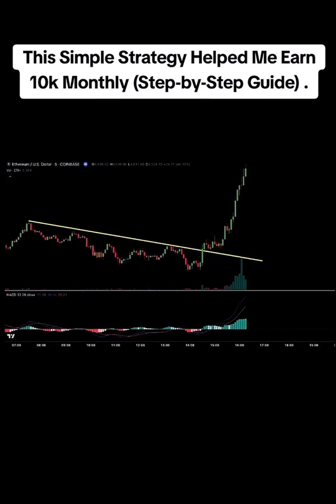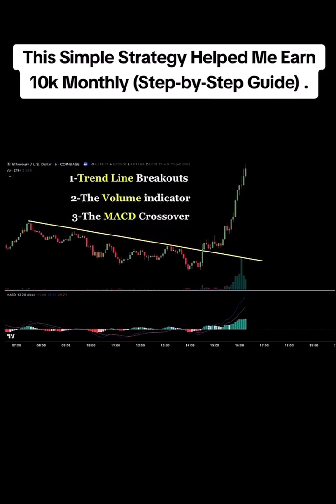This strategy is one of the best trading strategies out there because it combines three powerful elements: trendline breakouts, a reliable signal that marks potential market reversals or continuations, and then volume. This confirms whether your signal is backed by strong buying or selling pressure, ensuring it's not a false move. And finally, the MACD crossover. A favorite among institutional algorithms, this indicator reveals if the big players are seeing the same setup you are, and whether they've already entered the market.